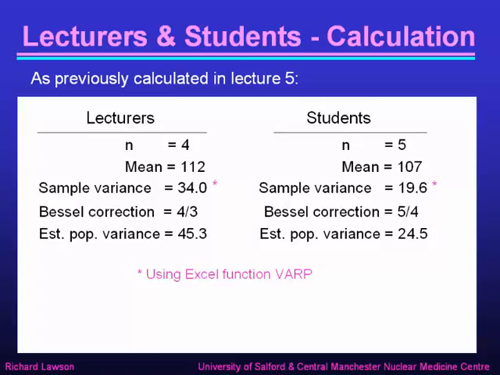Notice that if you want to do this in Excel and you use Excel's function VAR.P, that will give you the sample variances of 34.0 and 19.6. If you use Excel's function VAR without the P at the end, then it gives the estimate of the population variance, 45.3 or 24.5. In other words, the VAR function automatically includes the Bessel correction.